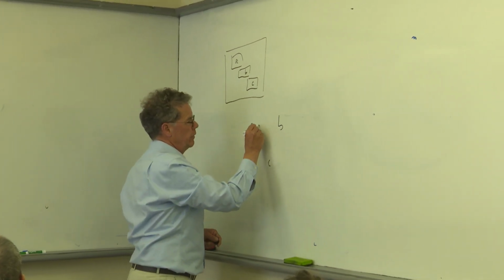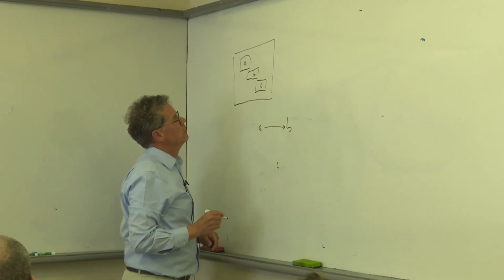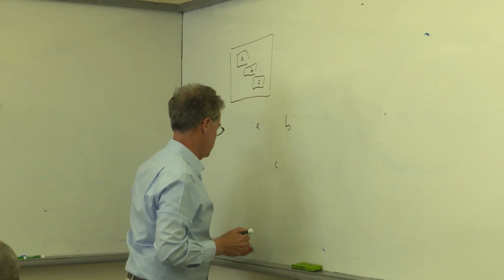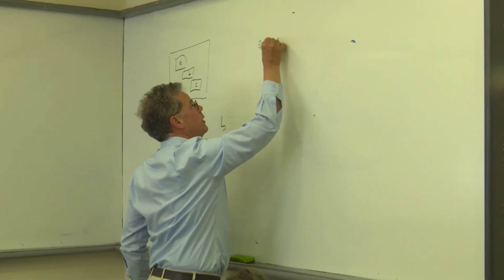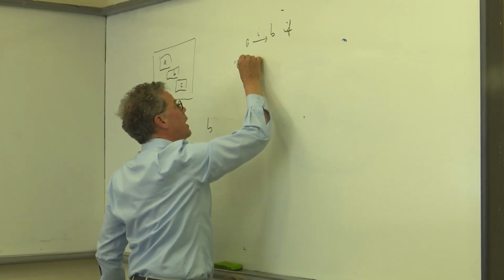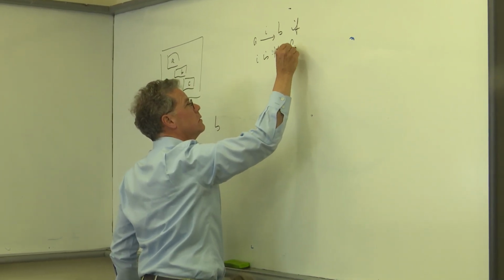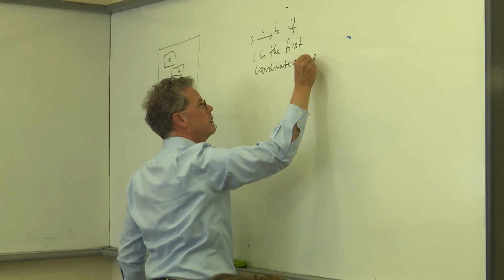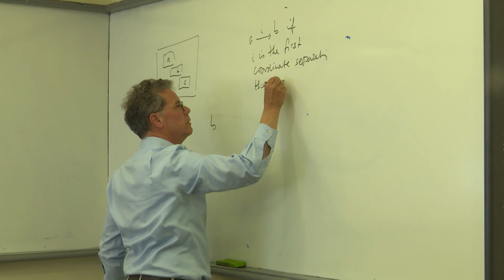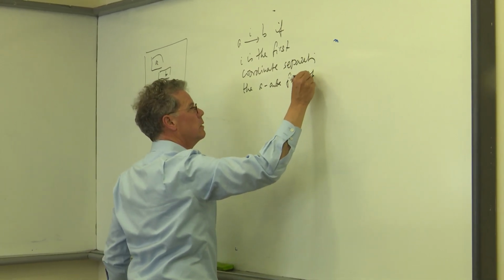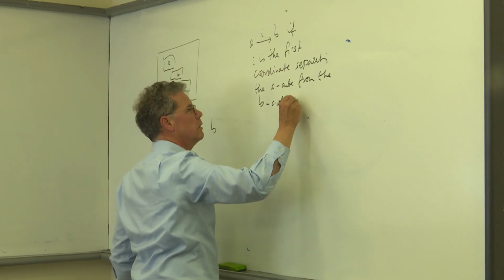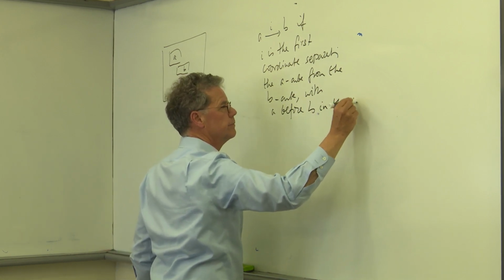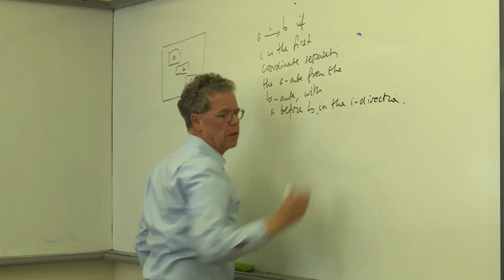And I'm going to put an arrow with a weight from A to B, A, I, B, if I is the first coordinate separating the A cube from the B cube with A before B in the I direction, in the I coordinate. Okay? So that's the idea.